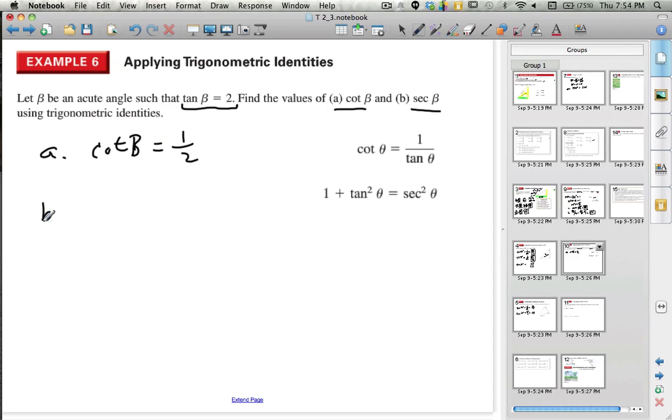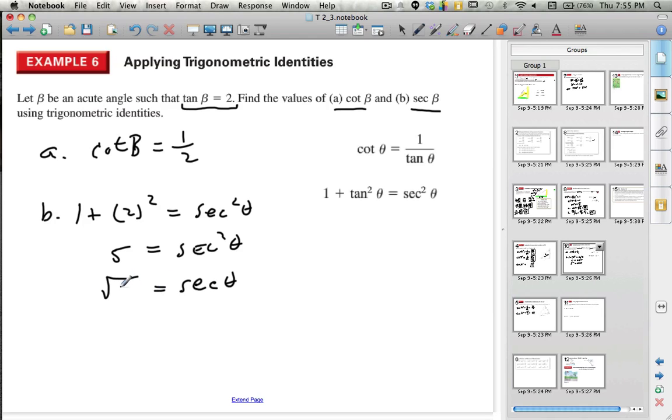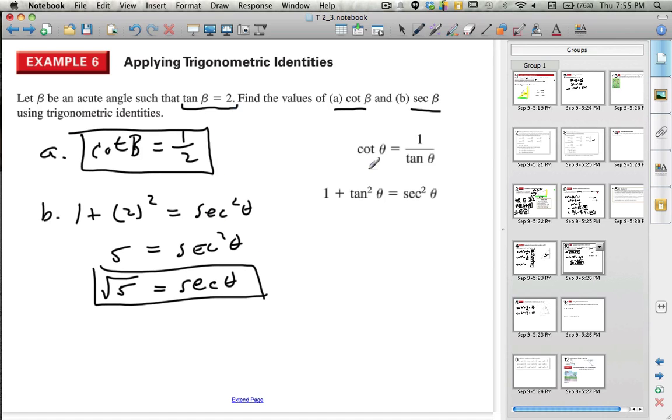And then when we work on secant, I know that secant squared theta is 1 plus tangent squared theta. So I'll have 1 plus 2 squared is equal to secant squared. 2 squared is 4 plus 1 is 5, which is equal to secant squared theta, and then I square root either side. Secant of theta will be equal to root 5. Okay, and that's again doing the same sort of idea.